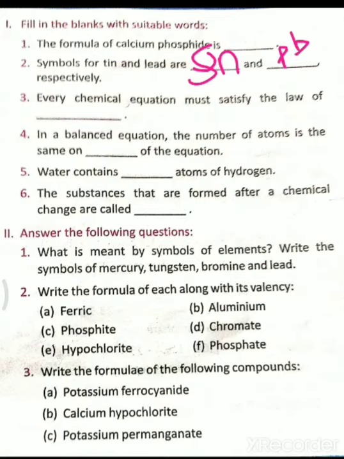Then next question. Every chemical equation must satisfy the law of conservation of mass. In a balanced equation, the number of atoms is the same on both sides of the equation, because according to the law of conservation of mass, the number of atoms should be equal on both sides. Then next, water contains dash atoms of hydrogen. The chemical formula of water is H2O, so you can see there are 2 atoms of hydrogen.